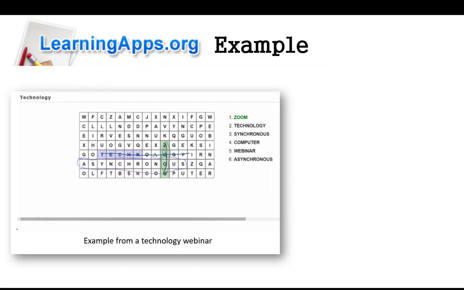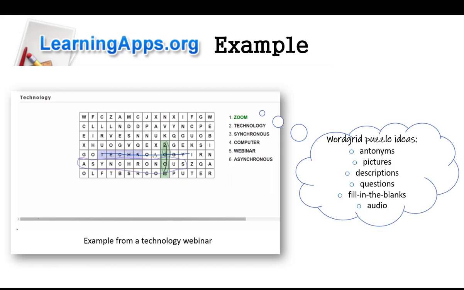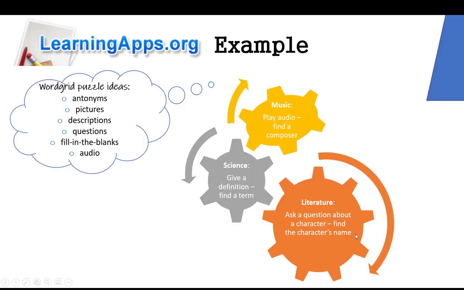And in this example, I used simple words, but of course, instead of just telling them what words to look for, you can use antonyms or pictures or descriptions, questions, fill in the blanks, or even audio. For example, if you're teaching music, maybe you can play an audio file and students have to find the name of the composer in the grid.